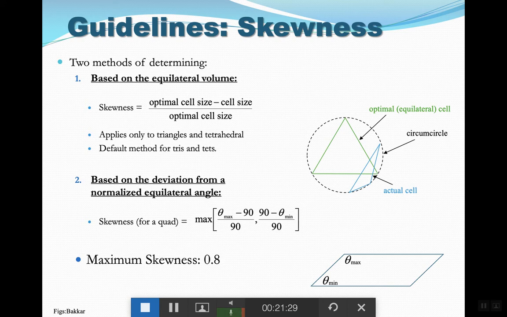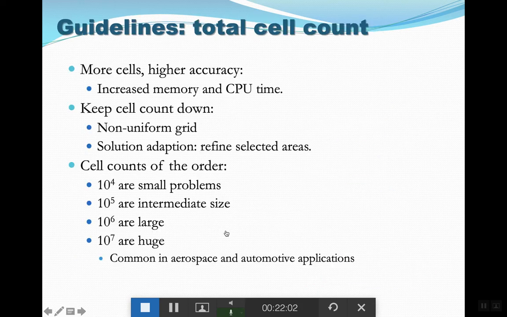The other thing is skewness. Skewness is basically the definition of how distorted the cell is, and the way you do that, you compare the size of your cell to the size of an equilateral cell, or the angles of your rectangle to a perfect square. So these will give you some sense of how distorted my cell is in the system. What are the acceptable numbers for skewness? We will see in a moment.